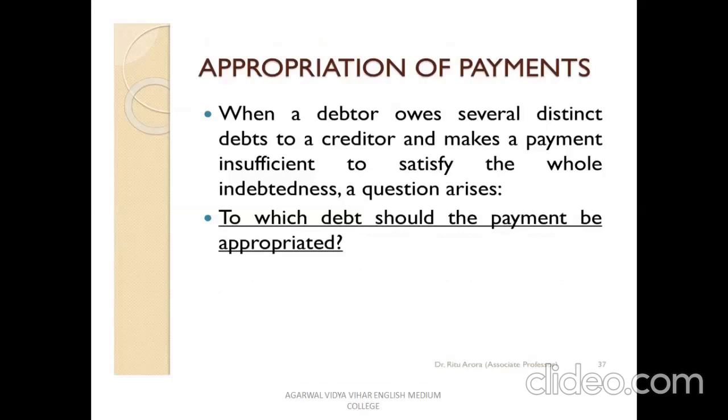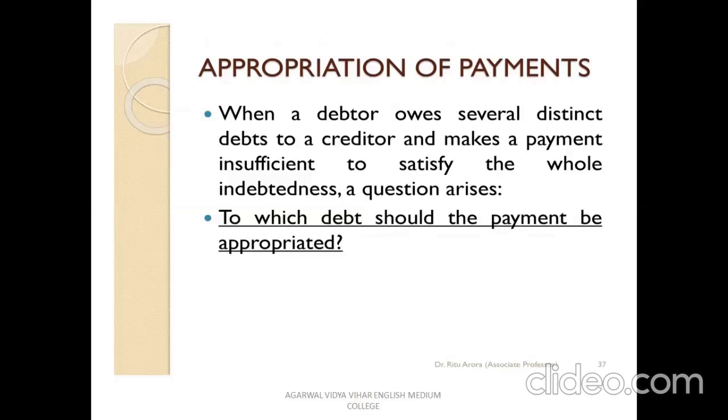The first way is according to the instruction of the debtor. Clear? The debtor has to say that I want to settle this loan account first, I want to settle this loan account last. This type of instruction must be given by the debtor. This is the first method.